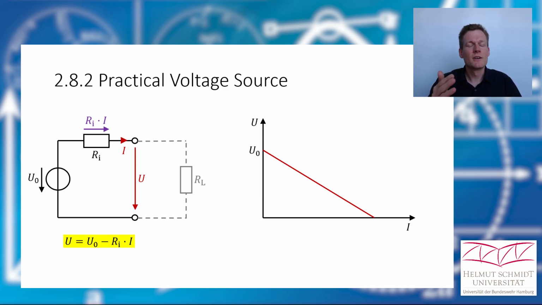With a short circuit we have no voltage drop there, and we can calculate the current flowing then, because all we have from our circuit is our ideal voltage source and our inner resistance. And that means we can calculate it with Ohm's law. It's just U0 divided by Ri.